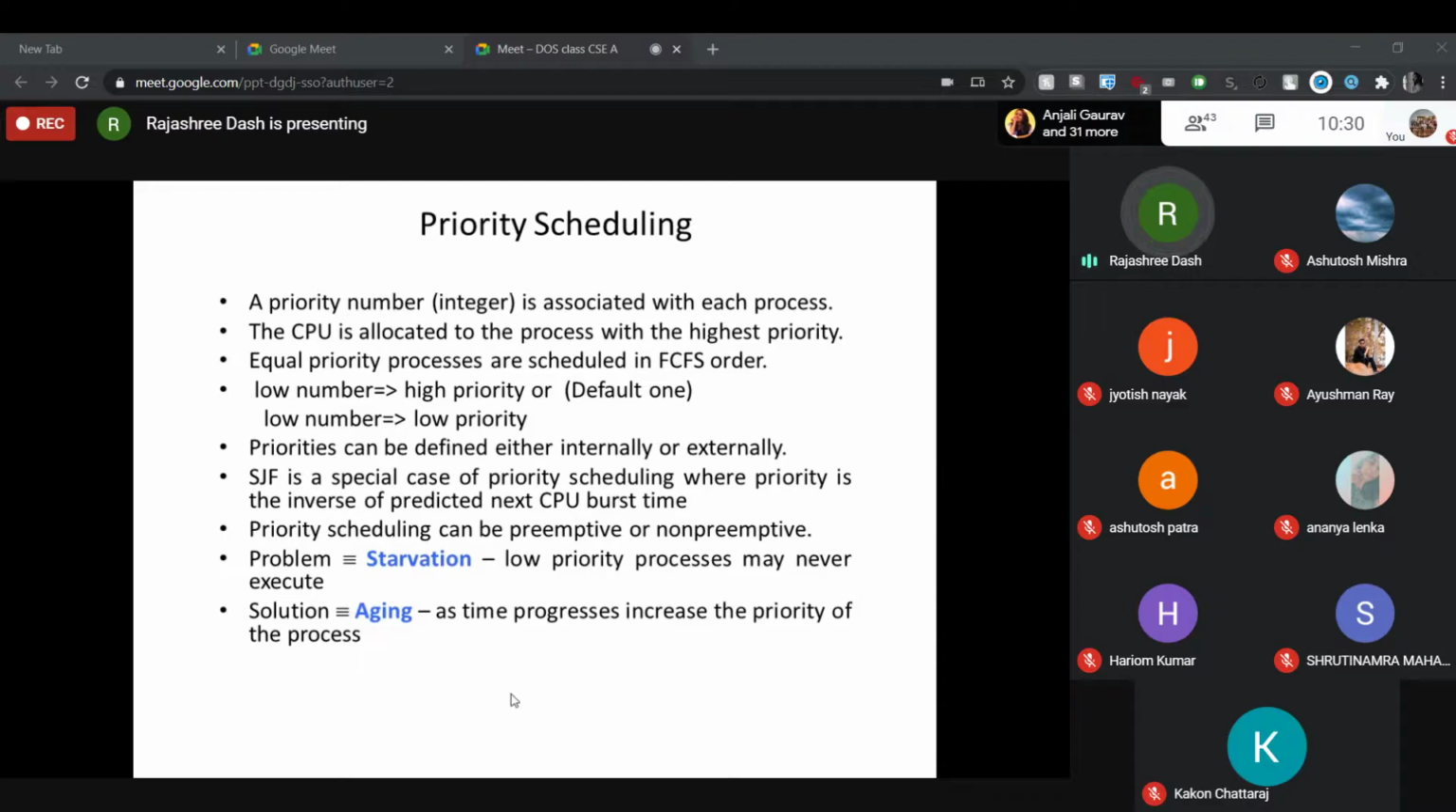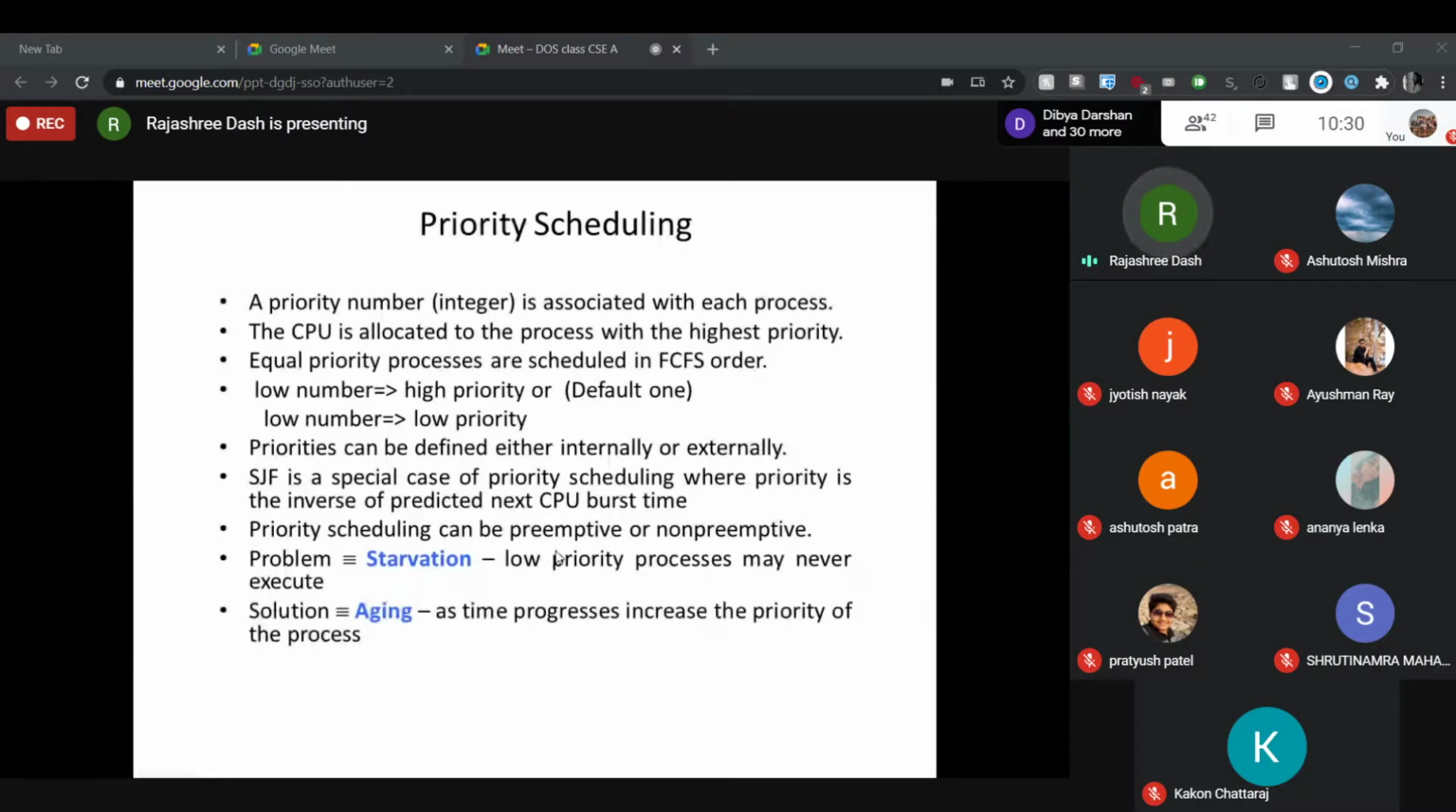Now the next type of CPU scheduling that we are going to discuss is priority scheduling. Okay. So am I audible? Yes, ma'am. Okay.